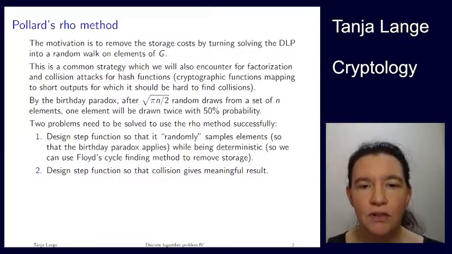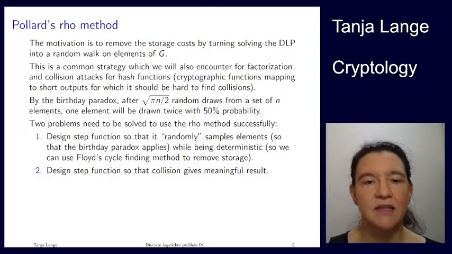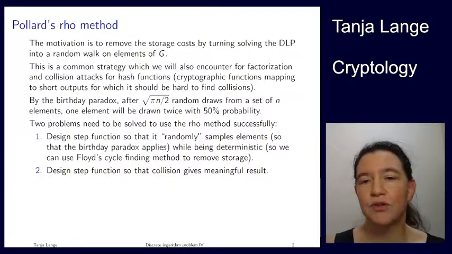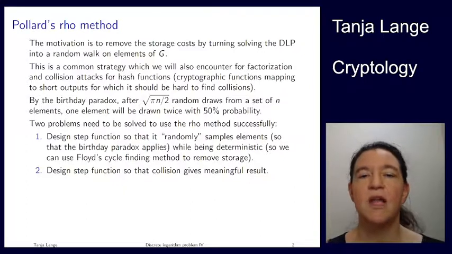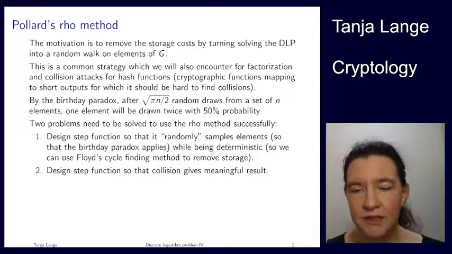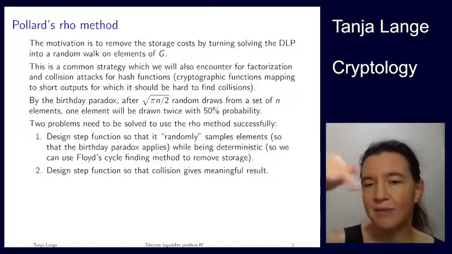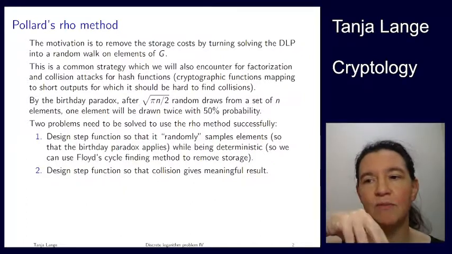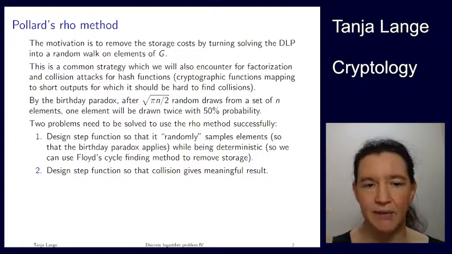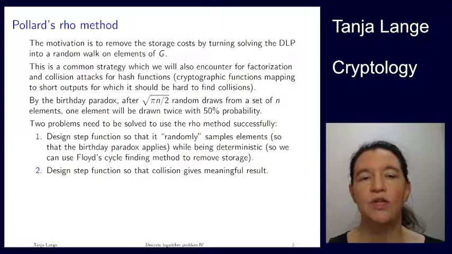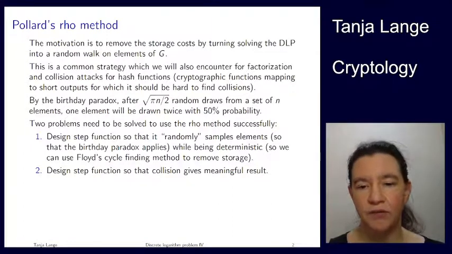So for the discrete log problem, our task for today is to find a function that looks random, so it pseudo-randomly samples a function, but it has to be deterministic, so it has to really be pseudo-random, not random. When we use Floyd, it requires that when we're at the same spot, we do the same step again. And then we do want the function to give us a meaningful result.